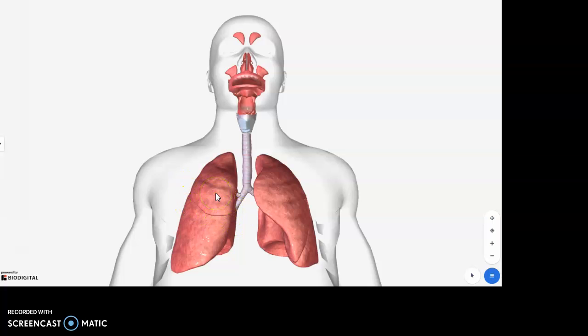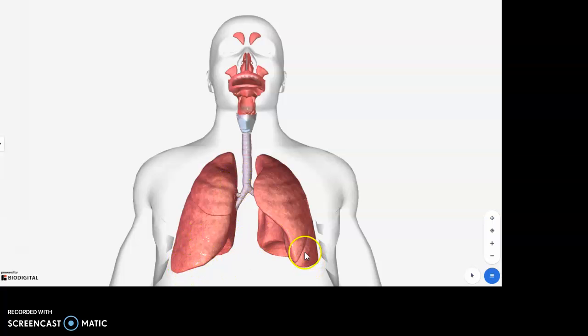So in the right lung, there's 2 fissures. The superior and mid lobe are divided by the horizontal fissure. And the middle lobe and the inferior lobe are divided by the oblique fissure. And then in the left lung, the superior and inferior lobes are divided by the oblique fissure.